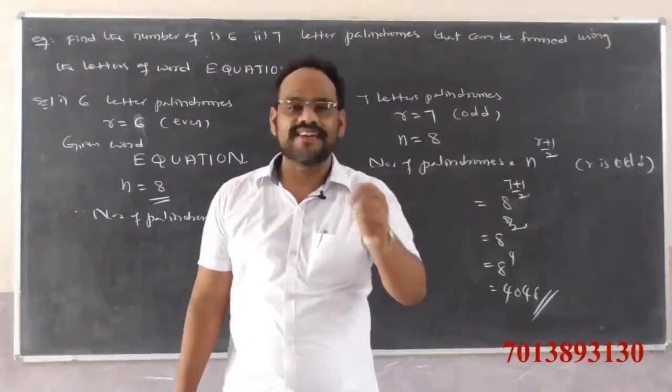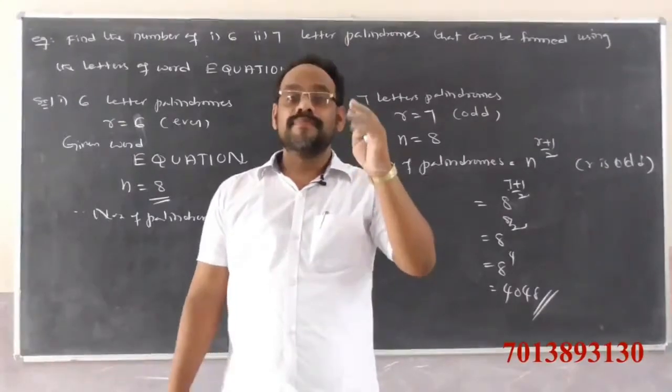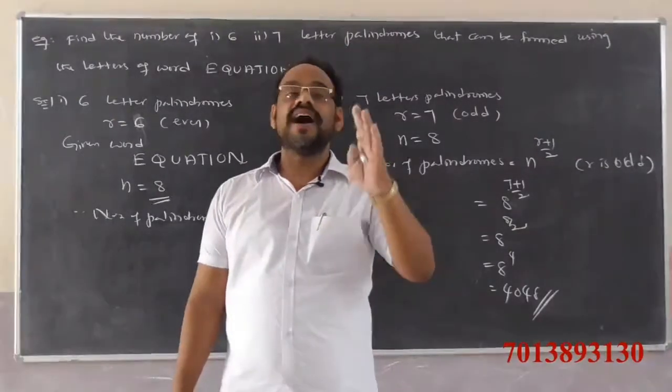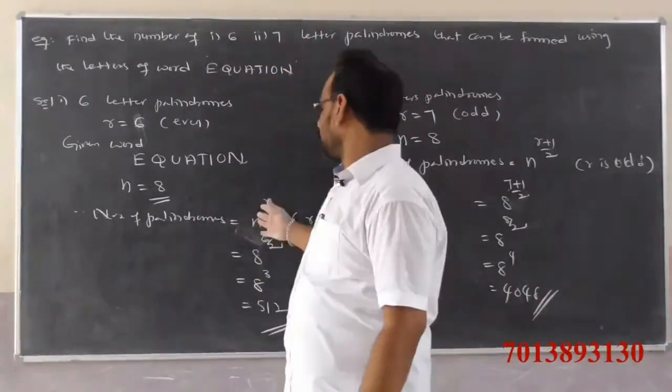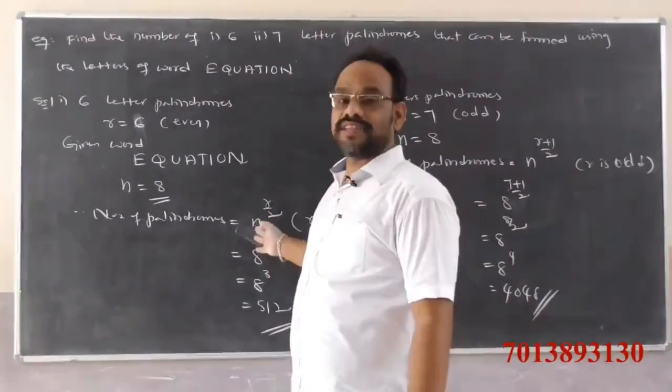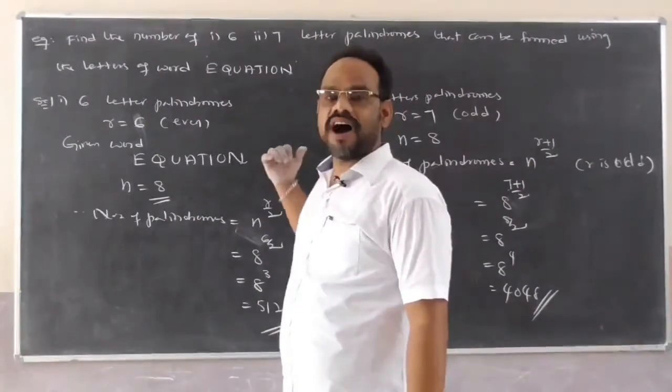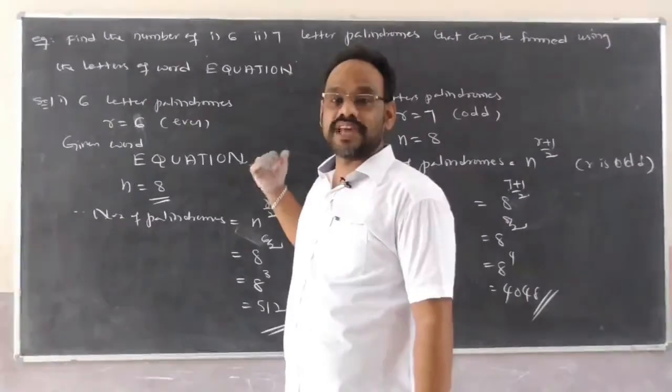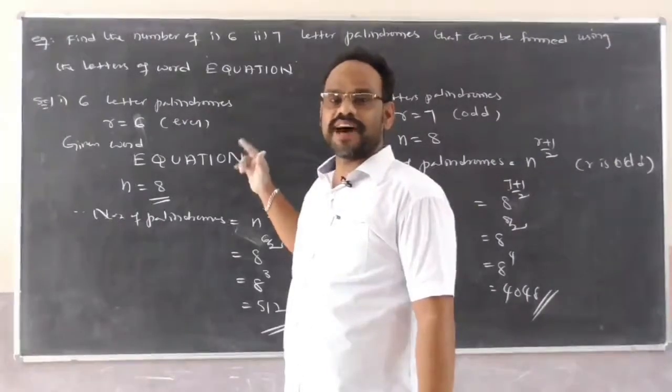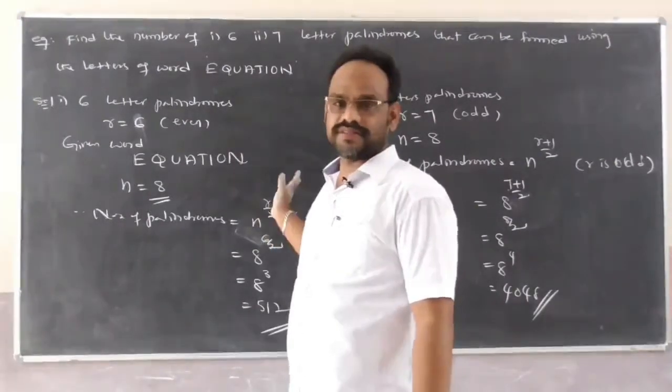To calculate the number of palindromes, we depend on the r value. If r is even, the number of palindromes equals n power r by 2. If r is odd, the number of palindromes equals n power (r plus 1) by 2.